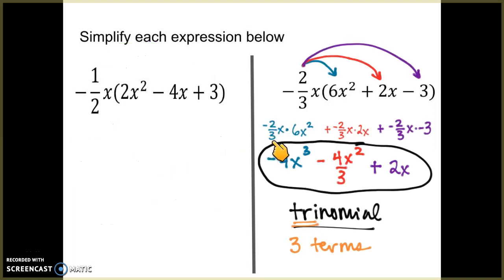So this is what you should have gotten when you distributed negative 2/3 x. So negative 2/3 times the first term. In your calculator, if you're not sure how I got negative 4, take negative 2/3 times 6, and that'll be negative 4. And then x times x squared is x cubed, and then so on. And again, this is the work here written out, and then this step here is when it's simplified.